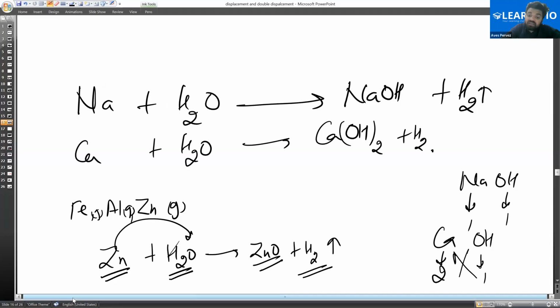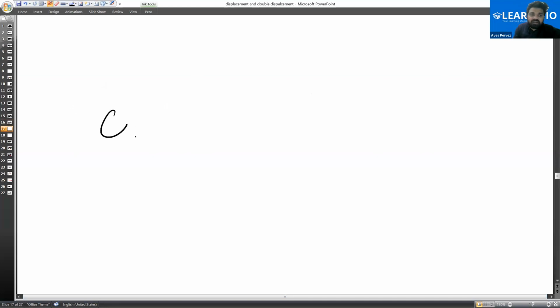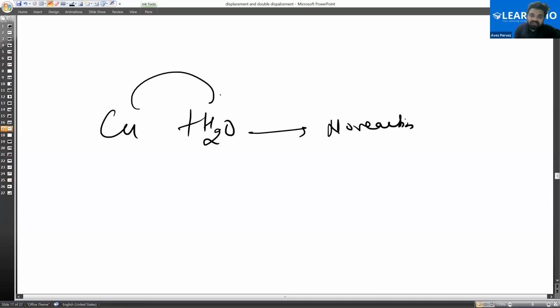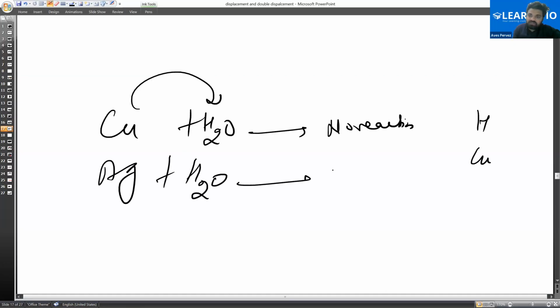So simply we can see here that those metals that are above hydrogen in the reactivity series react. For example, if you react copper with water, no reaction, because copper is less reactive. It does not displace; copper comes below hydrogen. You react silver with water, no reaction. That's why we used to say that we should keep drinking water in copper bottles, because copper doesn't react with water.